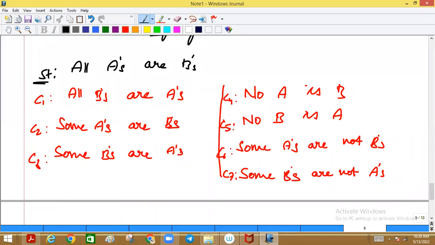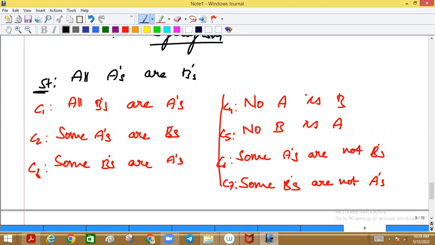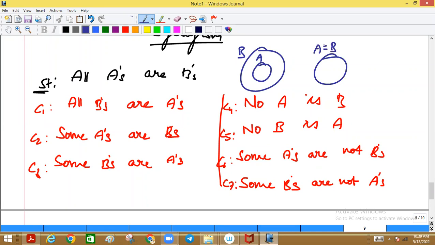Now, generally, we try to represent this with a diagram. For example, all A's are B's. All A's are B's. Yes or no? Correct or wrong in this particular figure? All A's are B's, or you can write it in this fashion also. Yes or no? Now, see the conclusions.